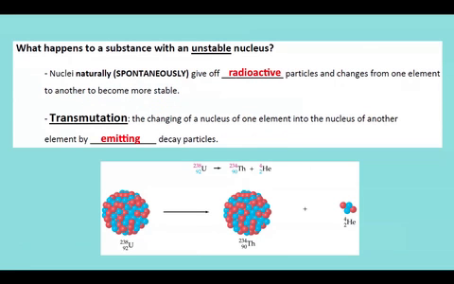So what happens when we do have something with an unstable nucleus? That nuclei will naturally or spontaneously give off radioactive particles and will change from one element to another. And that process is called transmutation, when it's going to change into a new element. This only happens when we talk about nuclear chemistry. So you can see here in this reaction, they're just depicting the nuclei. You have uranium, and it's going to transmute into thorium by giving off what's called an alpha particle, which is just the same thing as a helium nucleus.